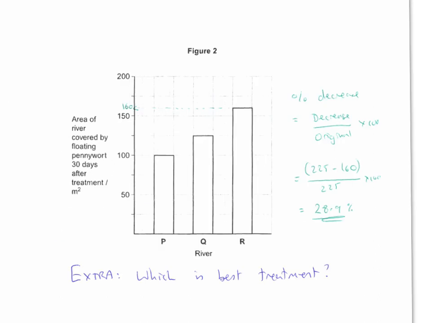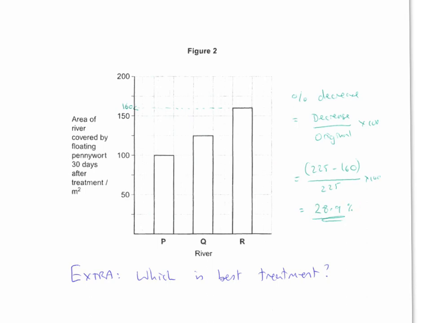Question 3 asks for a percentage decrease for R. In the original investigation, 225 metres squared area was covered with pennywort. At the end of the investigation, you can see that 160 metres squared area was covered with the floating pennywort. So percentage decrease is the decrease divided by the original value times 100. It's gone from 225 to 160, so that's the decrease, 225 minus 160, divided by the original, so what it decreased from, 225, times 100, so we had a 28.9% decrease.